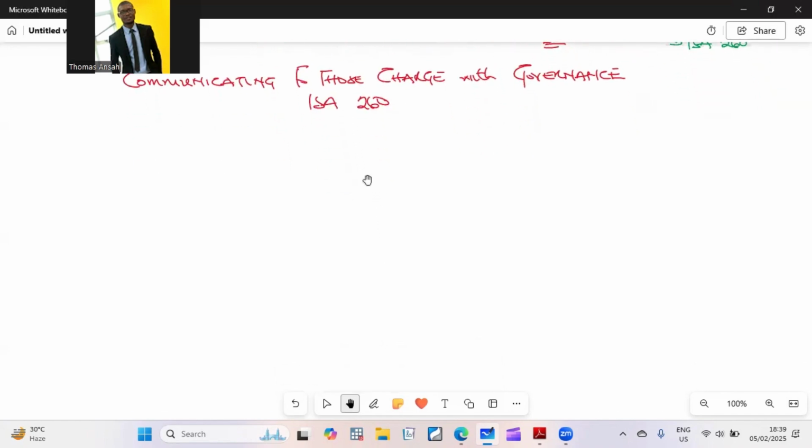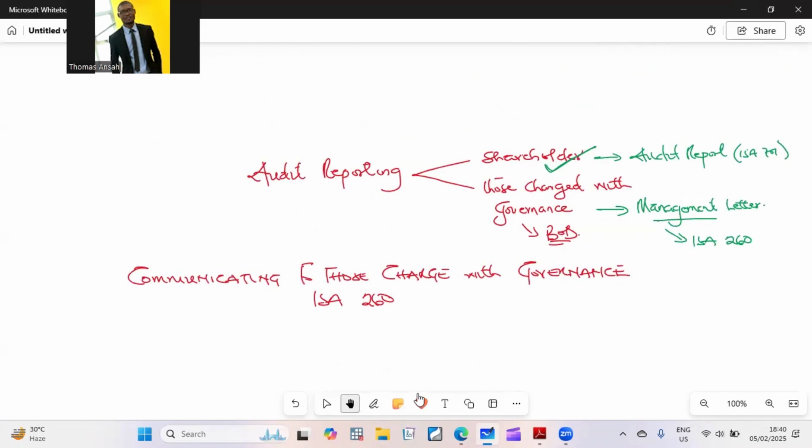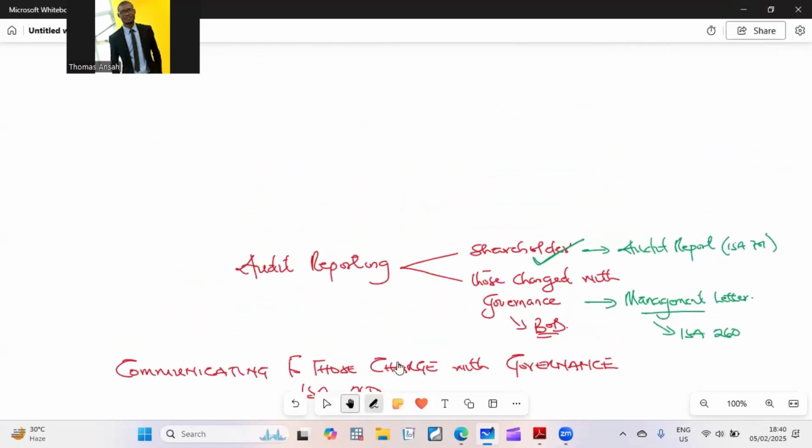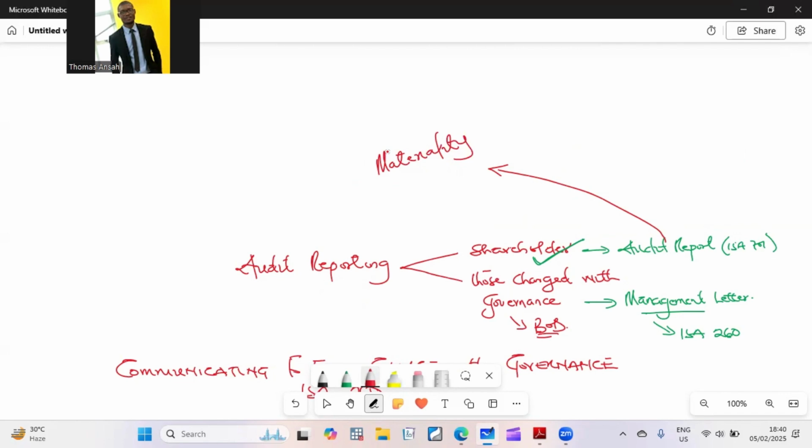Now, if you remember, when we were doing the audit report, it deals basically with materiality. The things that go into the audit report are issues that are material in nature. Remember that thing we did: if the error is material but not pervasive, if the error is material and pervasive. So the word materiality is very predominant when you are doing an audit report. The issues that go into the audit report are material issues. Take note of that. However, if the thing is immaterial, does it mean we should ignore it? We should not even communicate it?